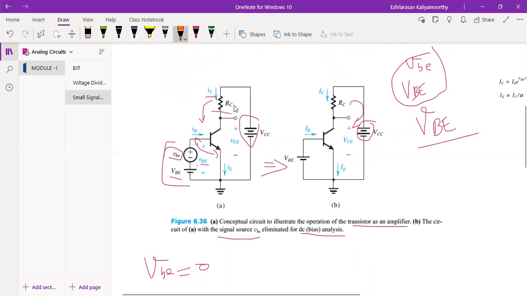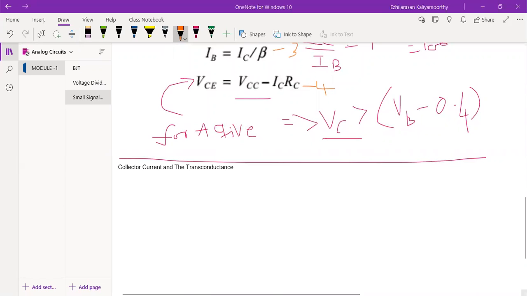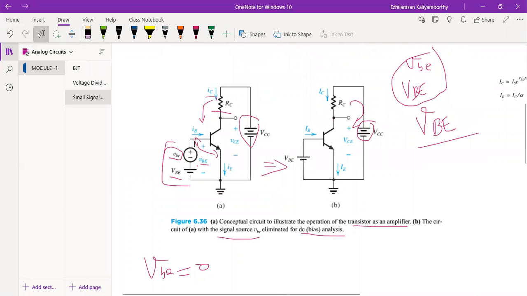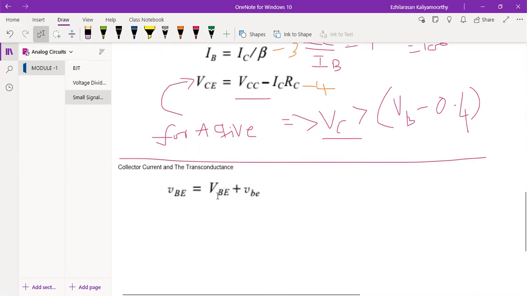So now, when I superimpose this signal along with the DC voltage, then what will be the total VBE? The total VBE will become like this. See, the total signal will become like this. So already we have seen, from this figure you can see, VBE is equal to the battery voltage plus the superimposed signal, the small AC magnitude value, vbe. You consider this as equation number 5.